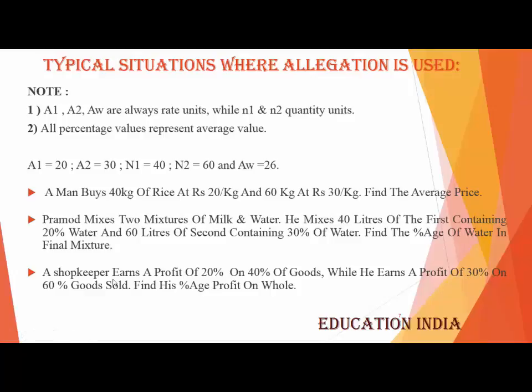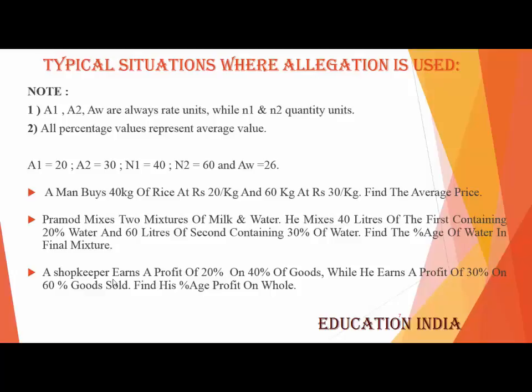A shopkeeper earns a profit of 20% on 40% of his goods and 30% profit on 60% of the remaining goods. We need to calculate the overall profit. Let's say that the shopkeeper has 100 items to be sold, and on the first 40 items he earned a profit of 20%, and for the rest 60 items he earned a profit of 30%.